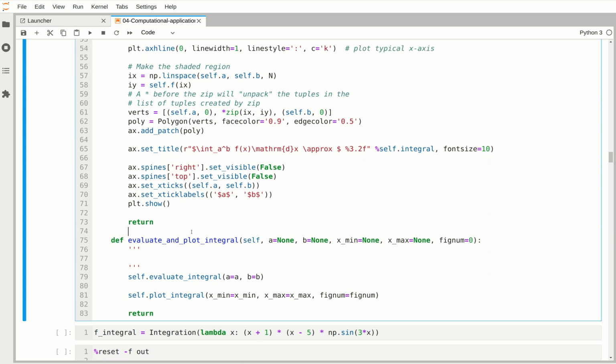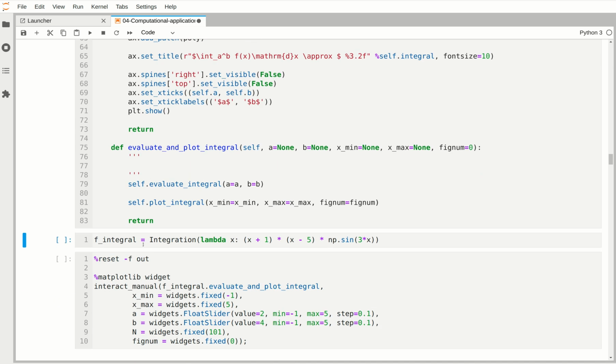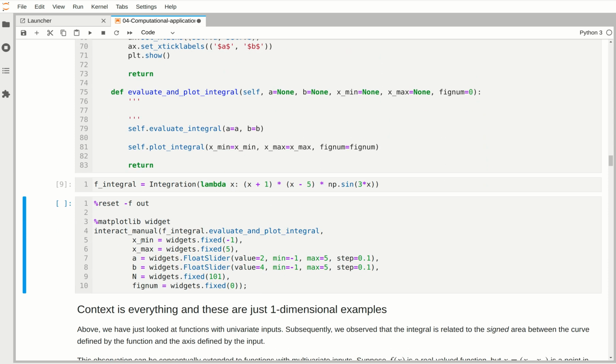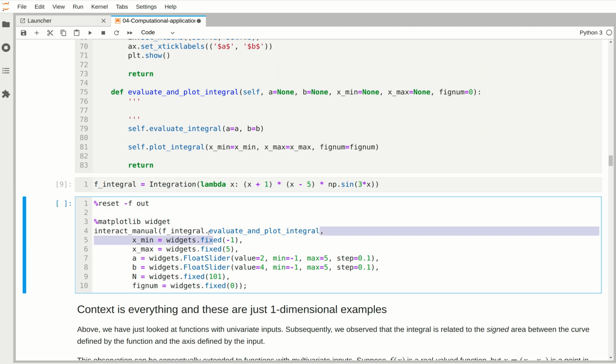and then you plot the result with that method. Just so you can see how it works, imagine I have that function (x plus 1) times (x minus 5) times sine of 3x. It's a lambda function. I passed it to integration. So this creates that object f integral. And now I can just interact with f.integral, evaluate and plot integral, just like I did before.